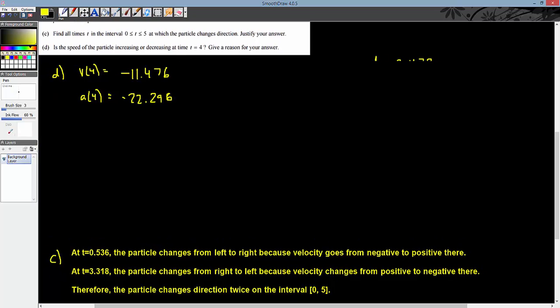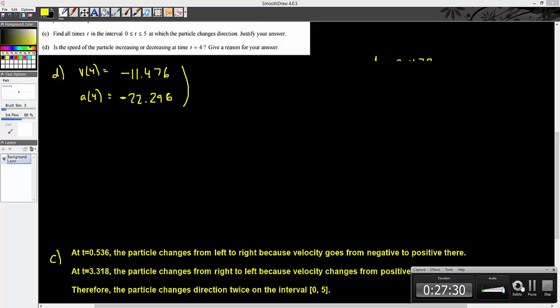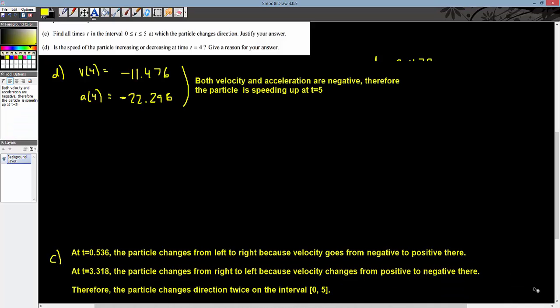Anyway, regardless of the numbers, they're both negative. So you want to justify this by saying that both velocity and acceleration are negative, therefore the particle is speeding up at time equals 4. Cool. Let's move on to the next one.